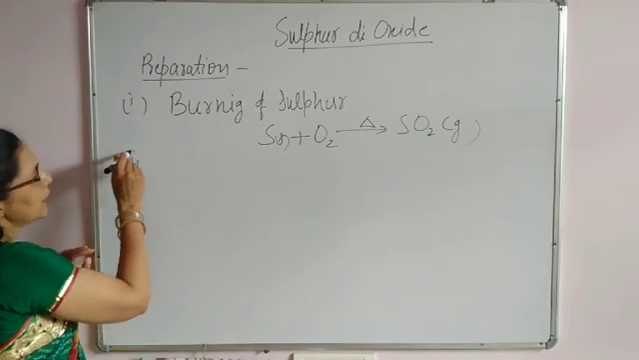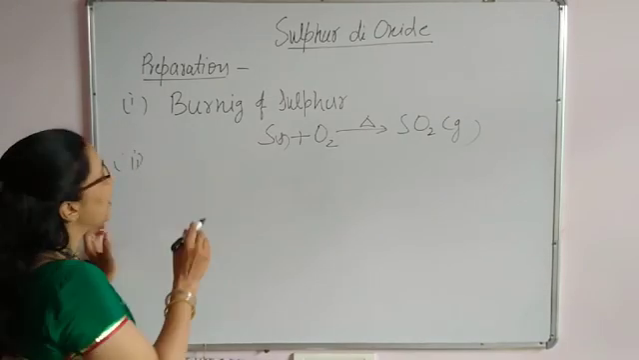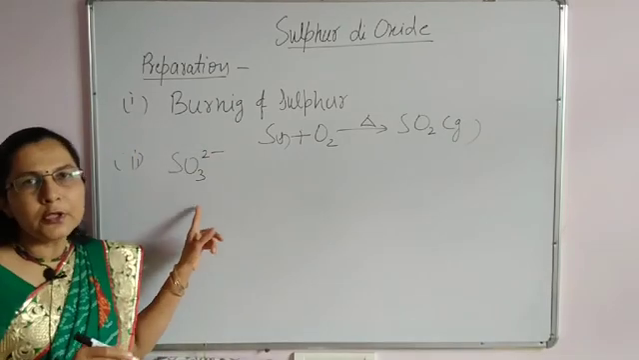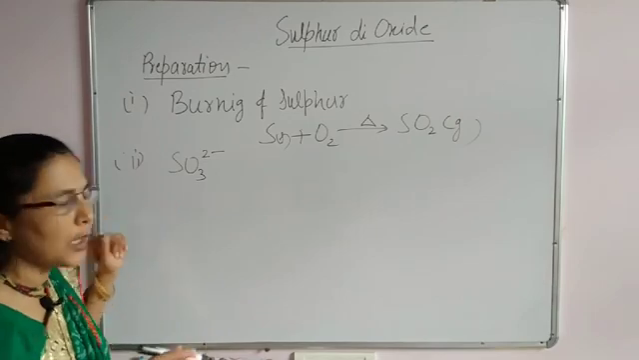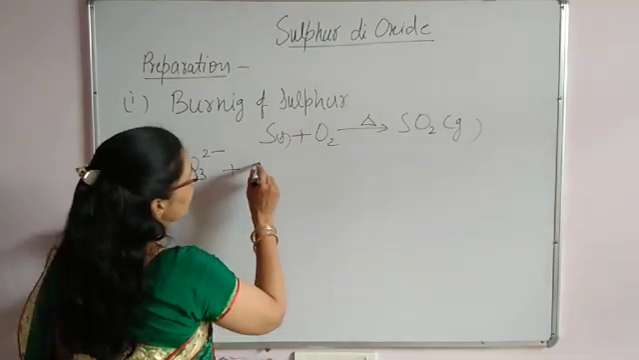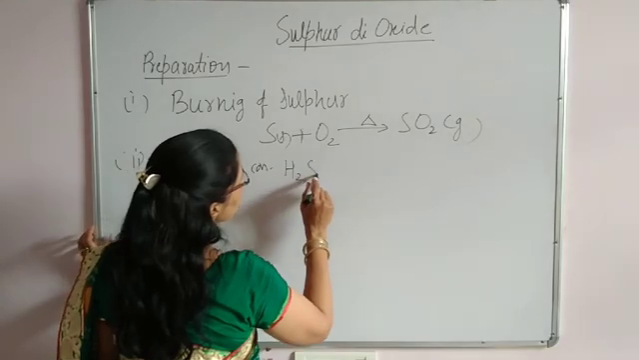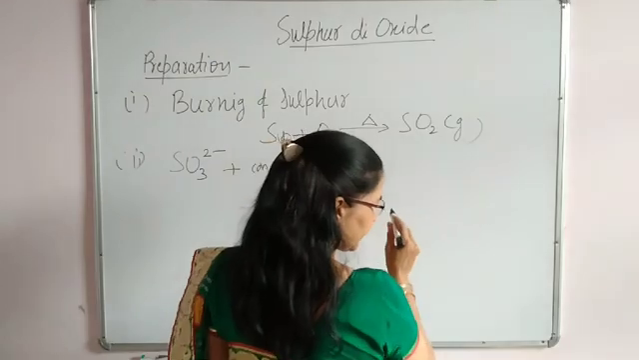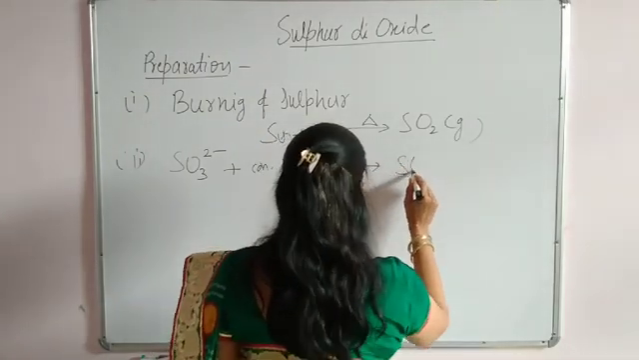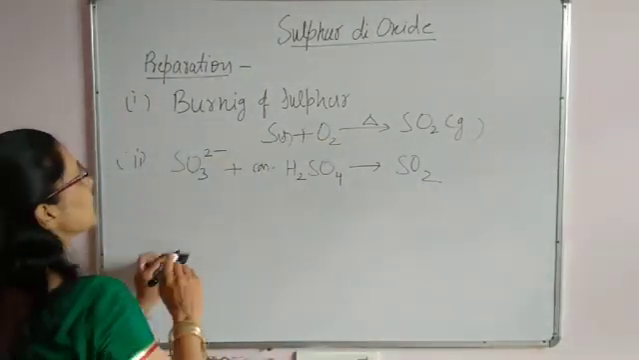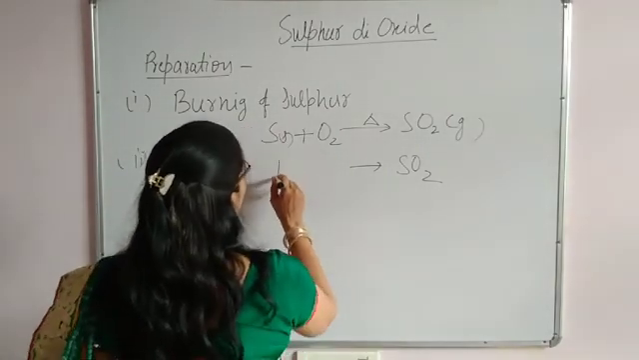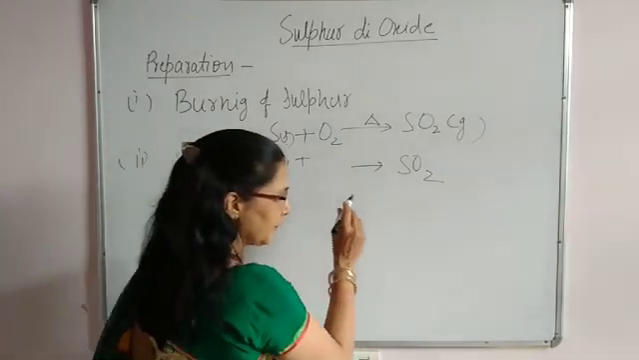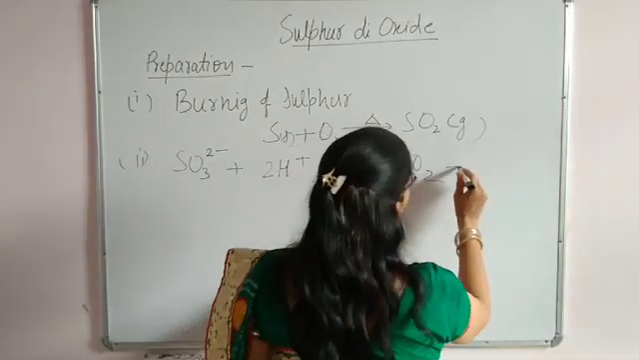Okay. Second preparation method, any of the sulfide. In your laboratory you are doing test for sulfide and you are adding concentrated sulfuric acid. There will be formation of SO2 gas. So rather than sulfuric acid, any other acid also you are taking, then you can get the SO2 gas, along with the water.